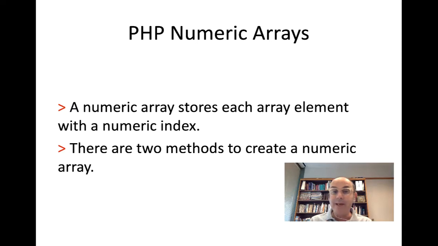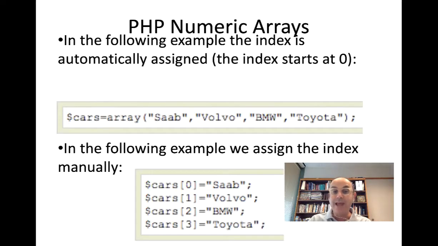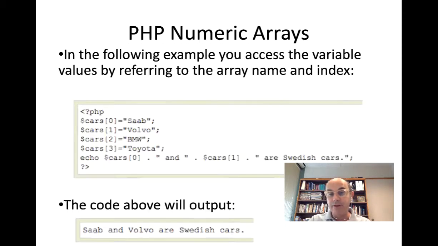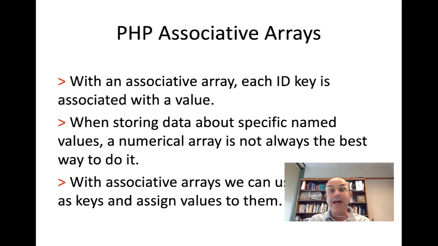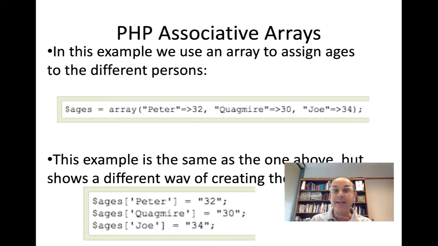When you have a numerical array, each array element is stored with a numerical index. There are two methods to create an array. In the following examples, the index is automatically assigned, and the index always starts with 0, so car 0, car 1, car 2, and car 3, and by doing that you can apply a numerical array to accommodate what you want.